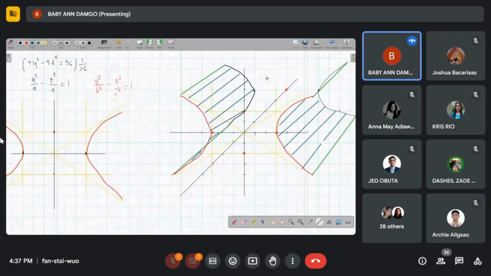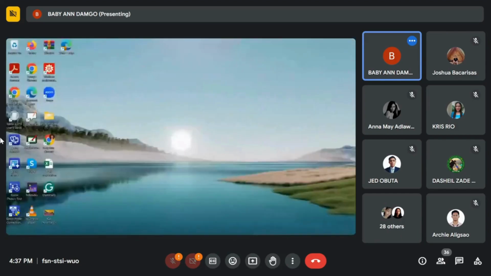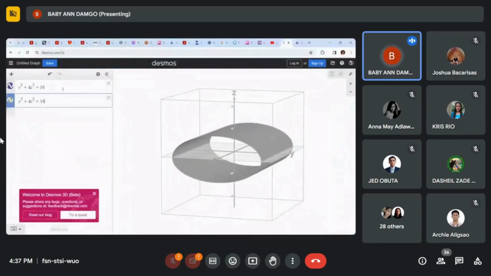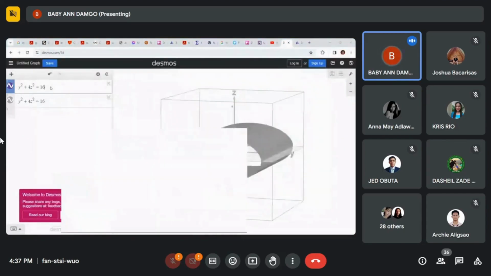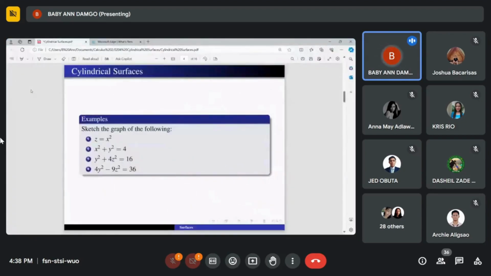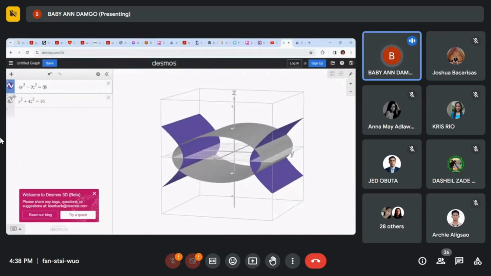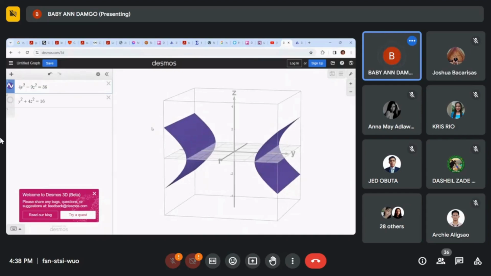Okay, we will check the actual drawing. Okay, we have sa man to sa presentation. 4y squared minus 9z squared is equal to 36. Okay, this is the graph for the cylindrical surfaces.